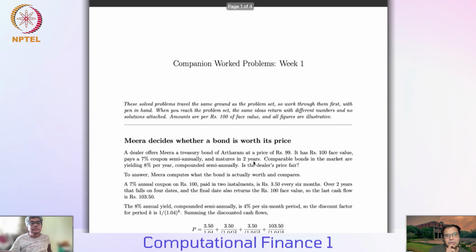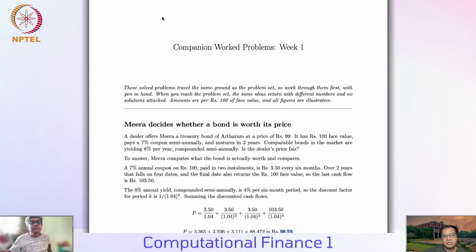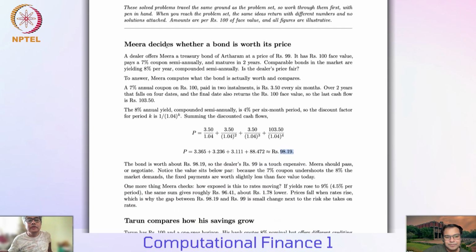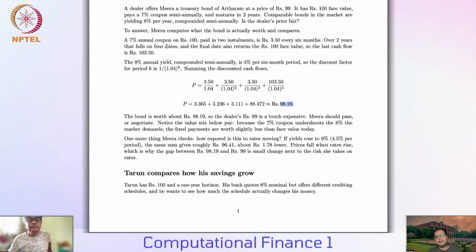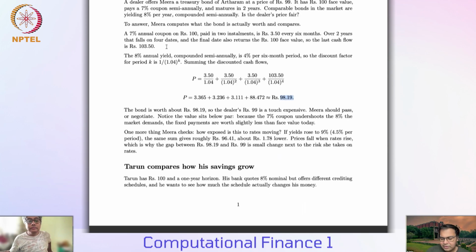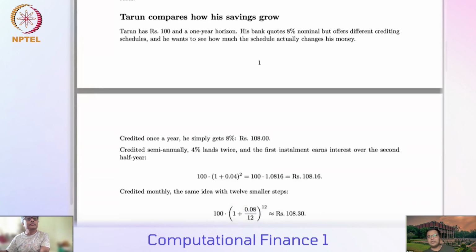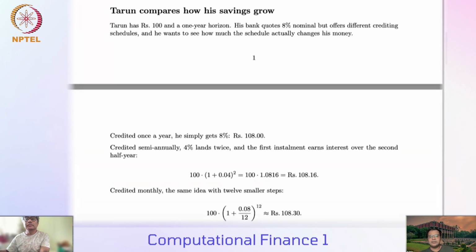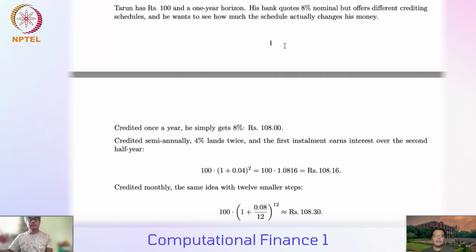It is at the bottom of the page, Tarun. This problem deals with the different compounding conventions that we talked about, right? So we have Tarun who has 100 rupees and a 1 year horizon, and his bank is quoting 8%, but there are different crediting schemes. You have already seen this in the slides, but let's make sure we have understood it, because it is fairly simple, right?